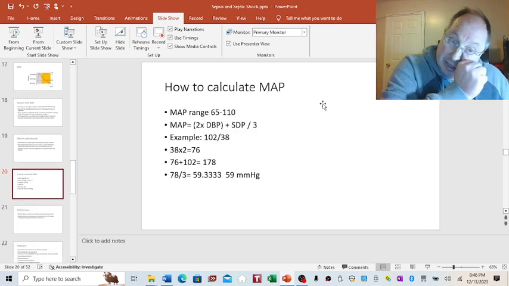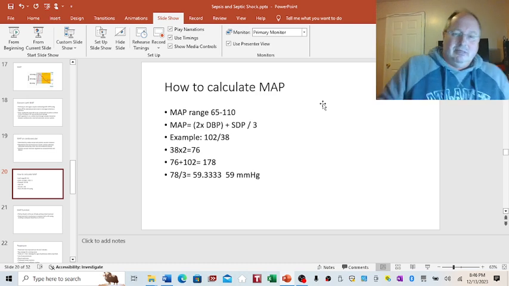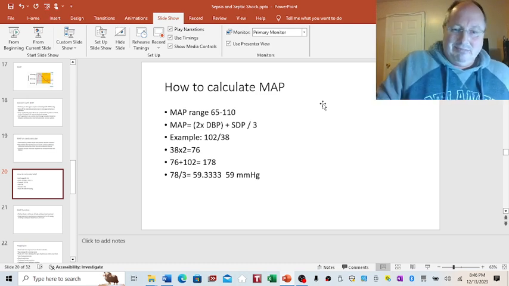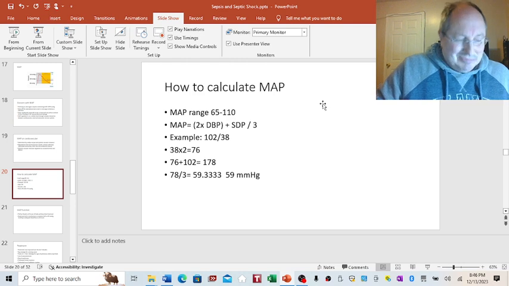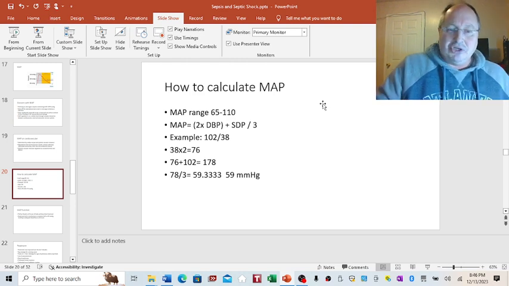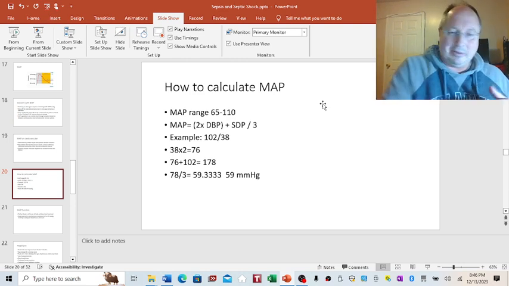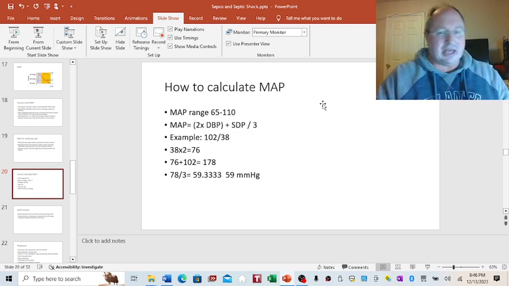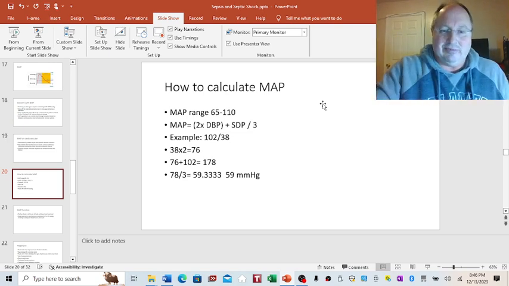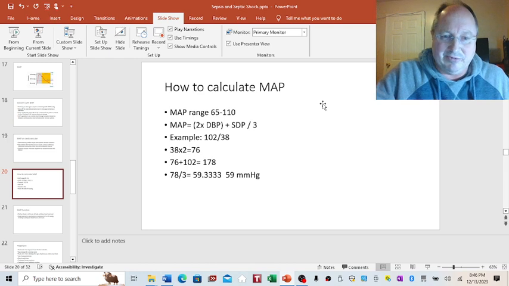So how do you calculate MAP? There are several different ways that they show you, a third of the systolic and diastolic and all this. Well, who's going to remember that, and who's going to have time to try to figure a third of something in the back of the truck?